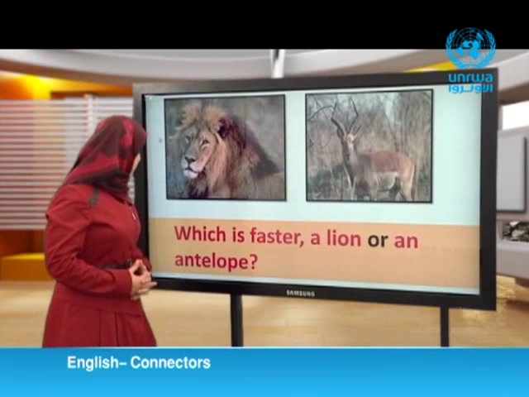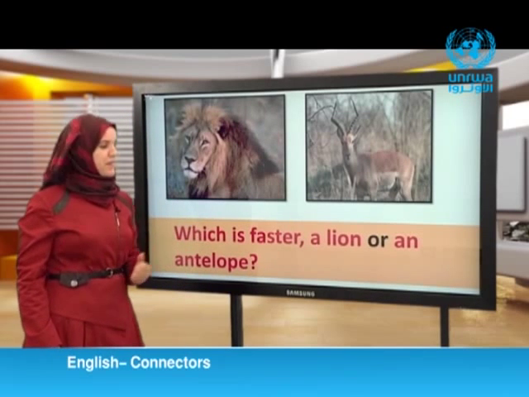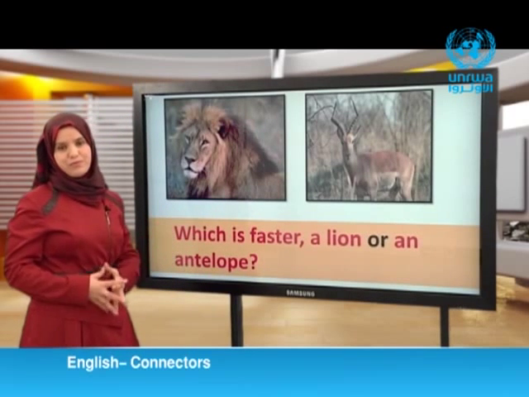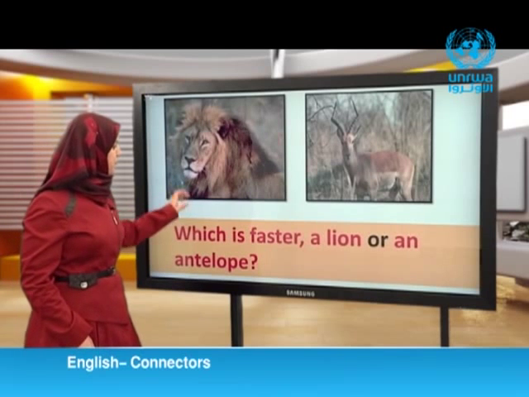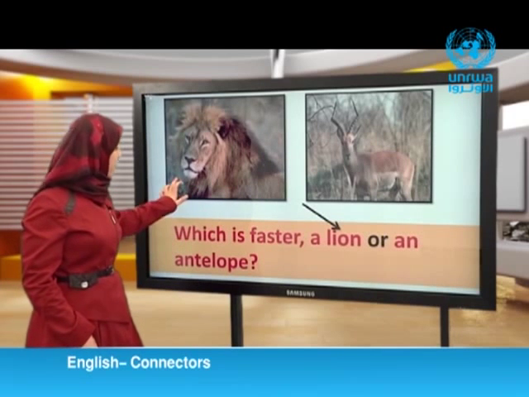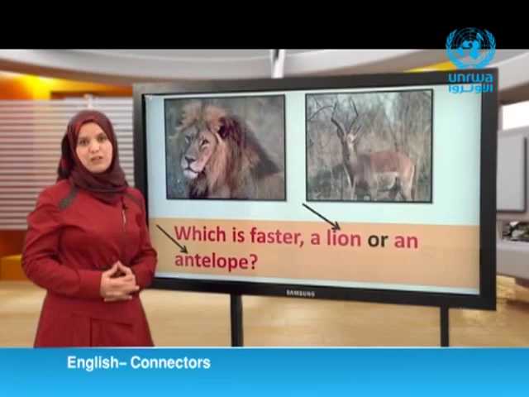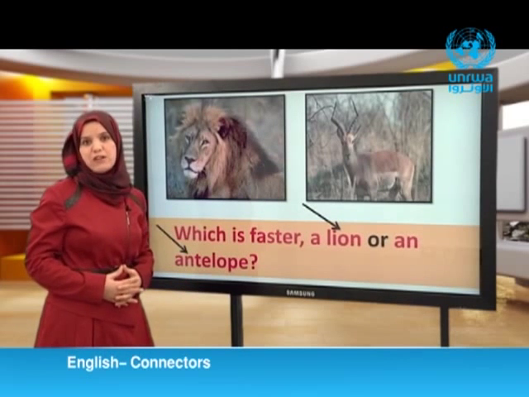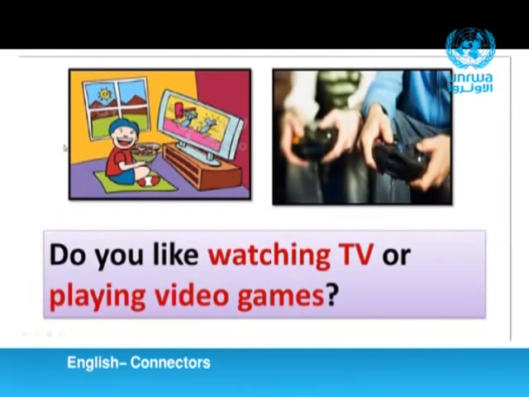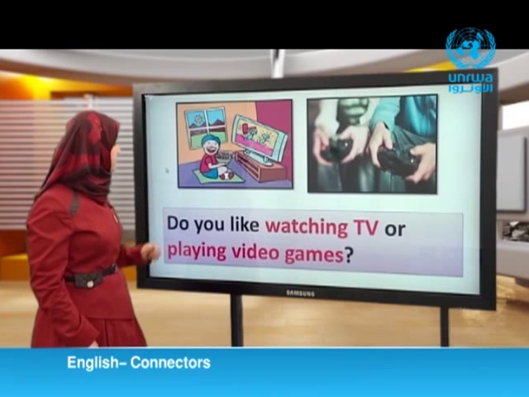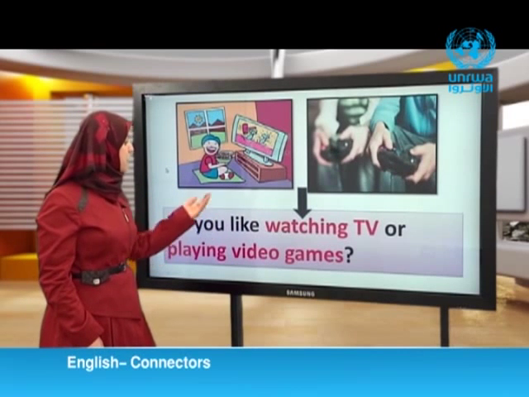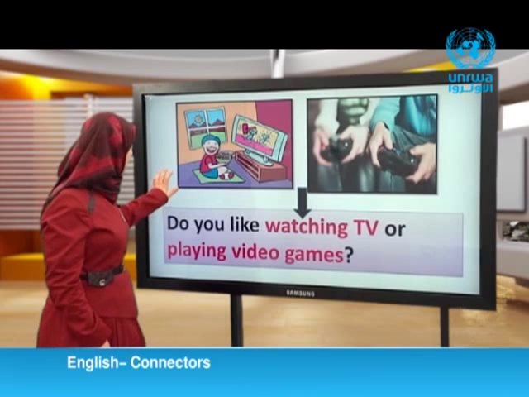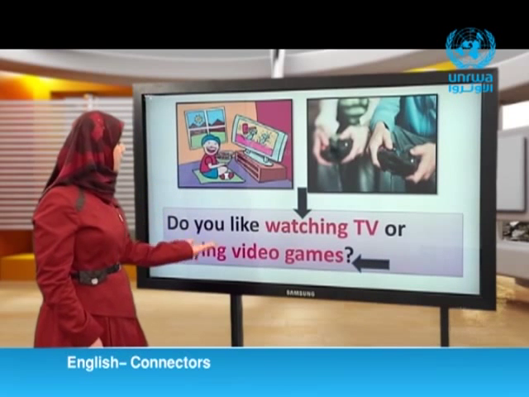Now look at this. Which is faster, a lion or an antelope? We have two options, a lion and an antelope. You can choose one. Could be the lion, could be the antelope. And one more example. Do you like watching TV or playing video games? Again, we have two options. The first one is watching TV and the second one is playing video games.